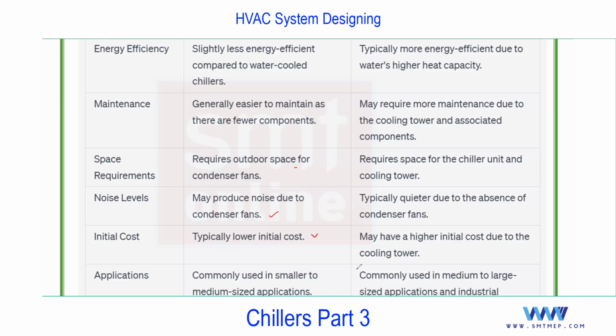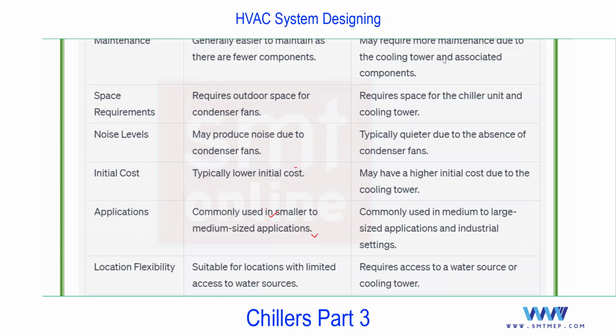Application point of view, as we discussed at the beginning, the centrifugal compressor is available with the water cooled chiller only. So for higher capacity requirements, we'll go with the water cooled. But for small to medium capacity, we can go with the air cooled. You see, it is commonly used for smaller to medium size applications. And this smaller and medium is compared with the water cooled, not compared with the DX system. Okay, small doesn't mean I'm talking about a villa or a small office. Smaller or mid size compared with the large commercial or large industrial site. Water cooled is for large size applications and industrial processes.